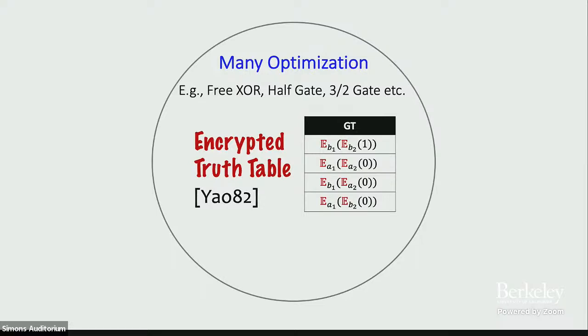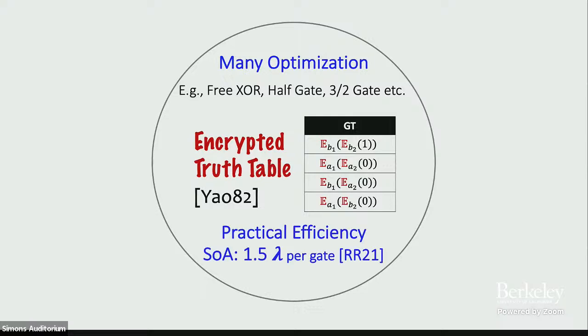This method has received so many optimizations, it's impossible to list all the citations. In recent years, we're really moving towards shipping this encrypted truth table method to practice. So here, when we're talking about optimizations, we're not just talking about asymptotics. We're really actually counting bits and bytes, and we can achieve practical efficiency.